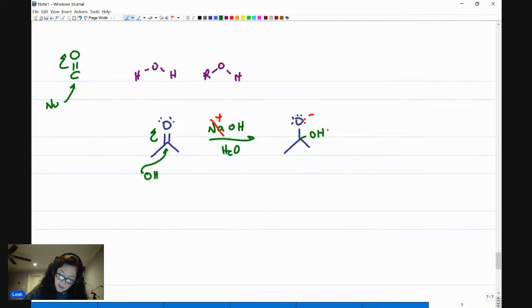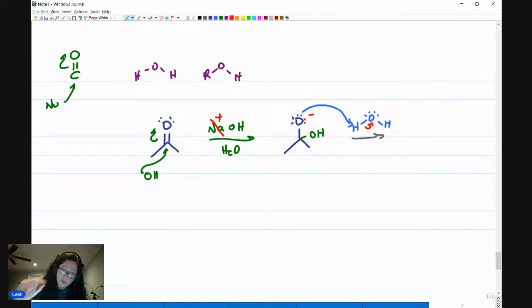This happened in basic conditions, so technically it stops here, but I don't want to have a negative for my final product. And so after I know the reaction is done, I'll bring in some water in a mild acidic solution, so something like HCl, but very dilute. This will allow the oxygen to grab a hydrogen, give this back its electrons. Actually, what am I talking about? This happens in water. I don't need the HCl. If it happened in HCl, I'd be using H3O+, which you can also use.